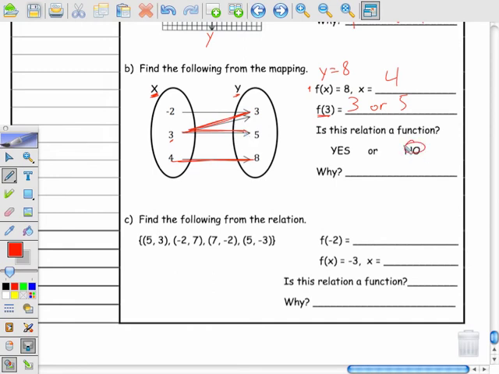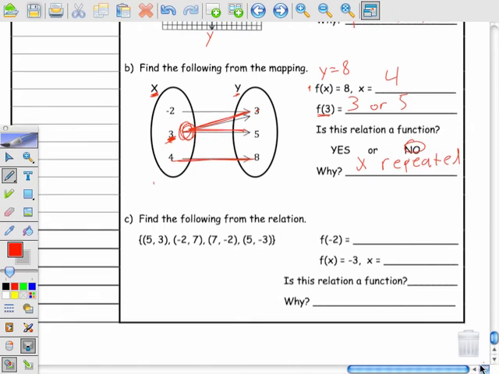All right, now looking at the mapping. Is this a function? The answer is no. Why? Because of that right there. That x coordinate is repeated. You got 3, 3, and you got 3, 5. So x is repeated. The 3 is repeated.